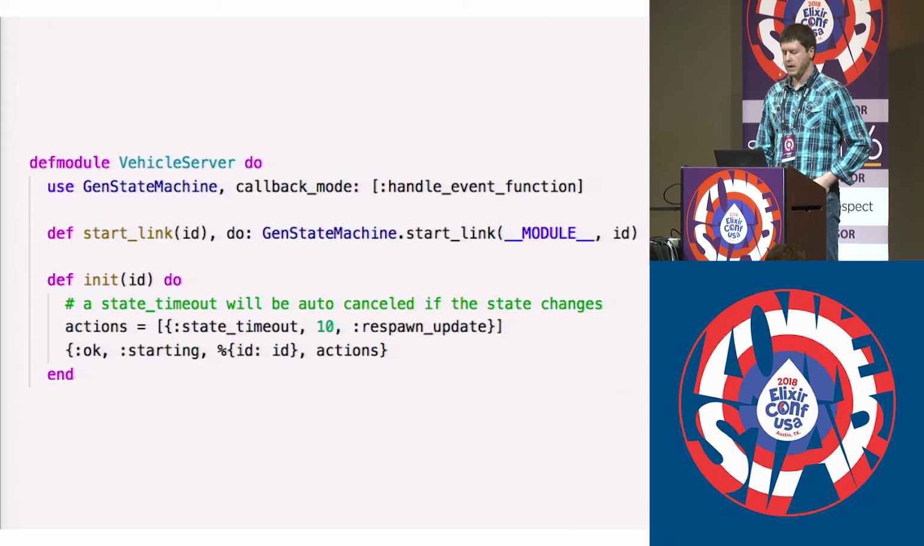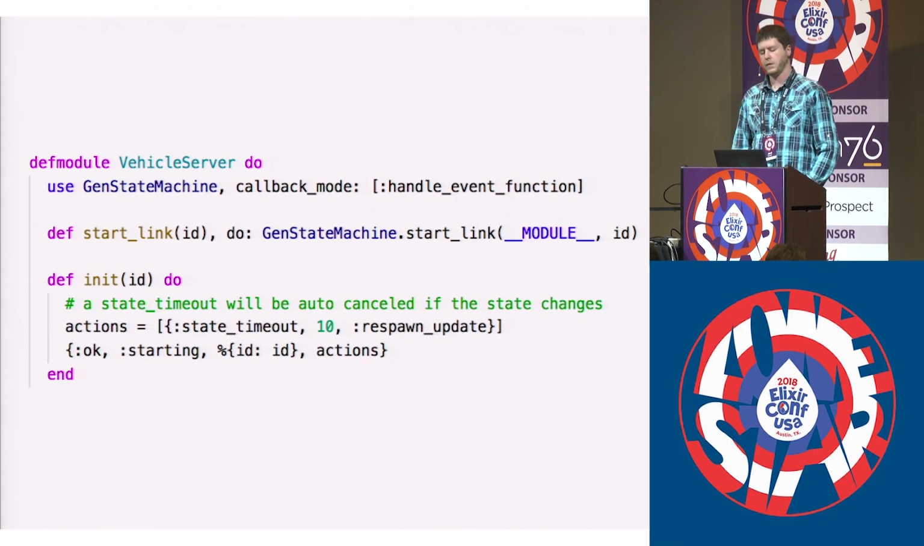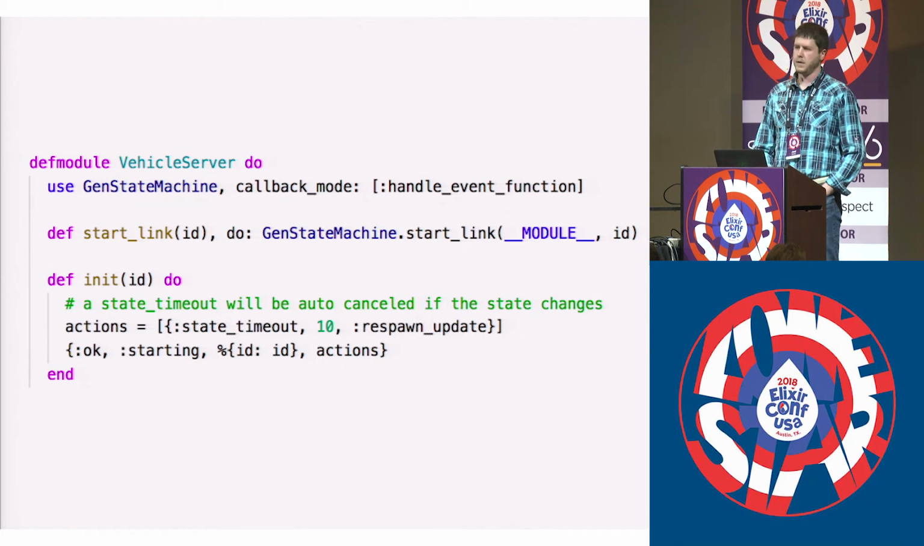So we start off by using Gen State Machine, and in the init callback, we return an action that says, set this timer for 10 milliseconds from now, but if the state changes in between now and then, just disregard. I don't care about it. So state timeout is good only until the next state change.